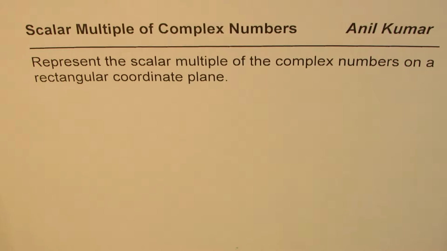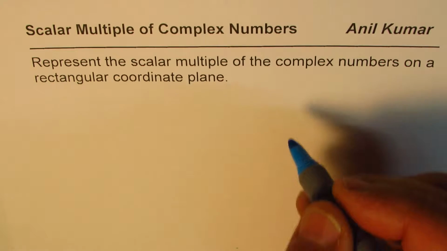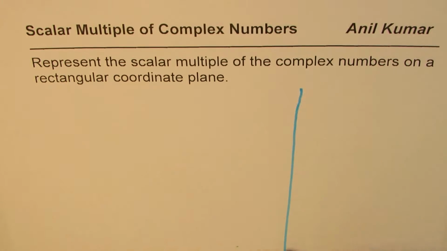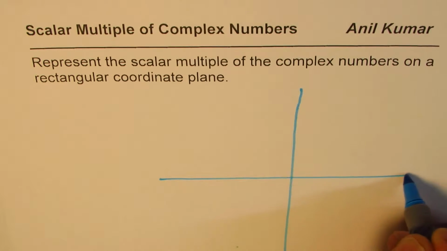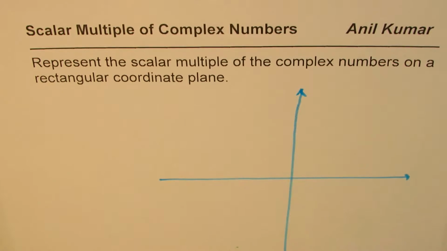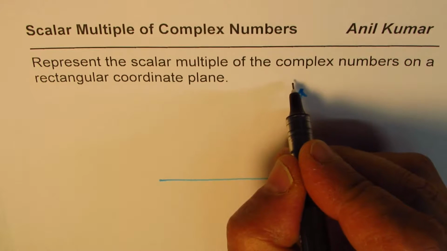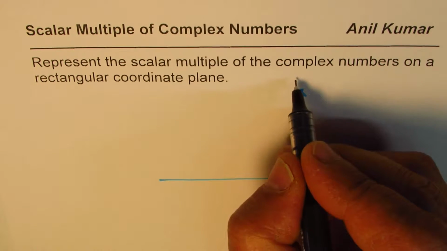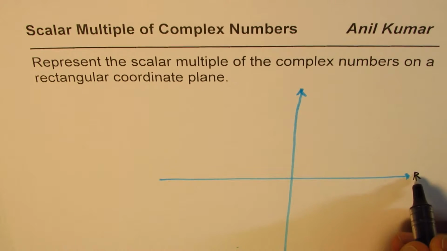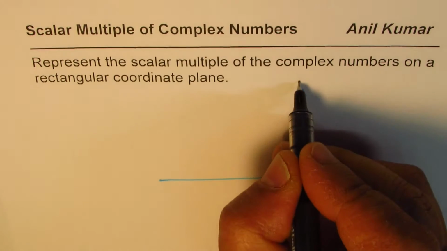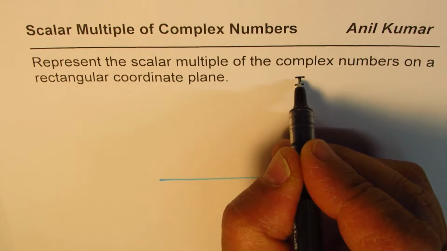I'm Anil Kumar, and in this video we'll try to understand how to represent complex numbers and their scalar multiples. We'll have a coordinate plane in which the horizontal axis will represent real numbers and the vertical axis will represent the imaginary numbers. So this represents the real numbers, and this represents the imaginary numbers.